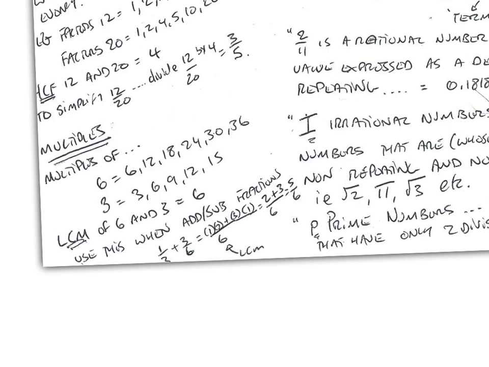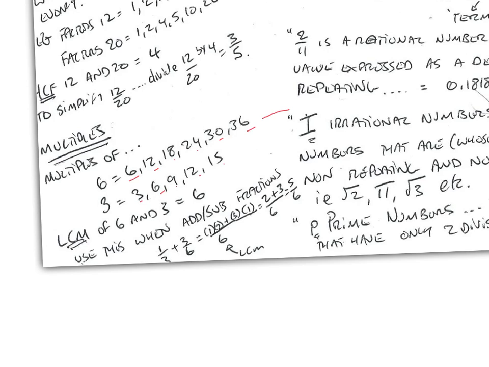Let's just remind ourselves of the term multiples. What are multiples? Well, the multiples of 6 are 6 times 1, 6 times 2, 6 times 3, 6 times 4, and so on. So the multiples of 6 are 6, 12, 18, 24, 30, 36, and so on. And the multiples of 3 are 3 times 1 is 3, 6, 9, 12, 15.